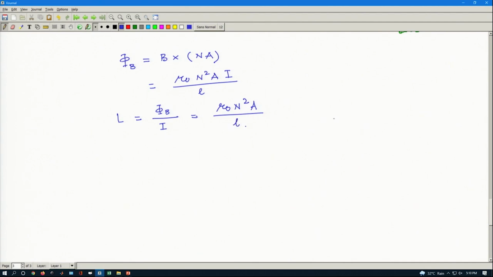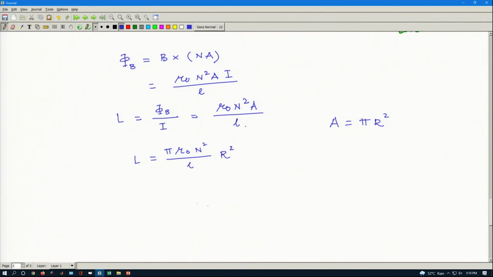A is again, I can write it as pi r square, if r is the radius of this solenoid. So, I can write it as mu 0 n square, pi, divided by L, and r square.